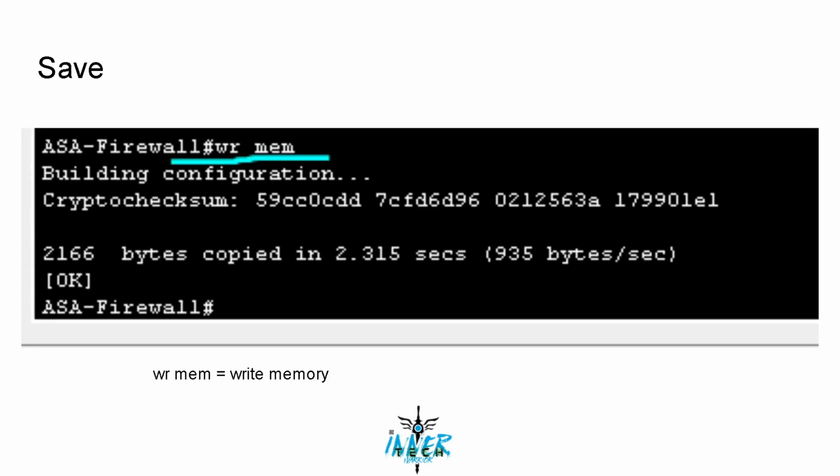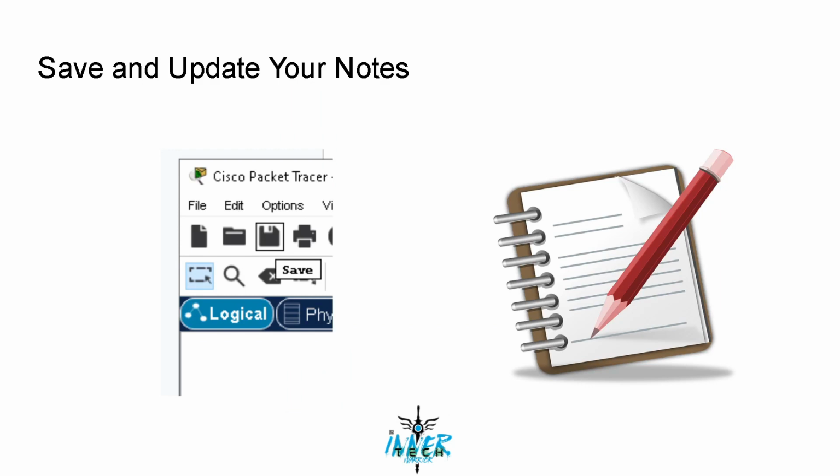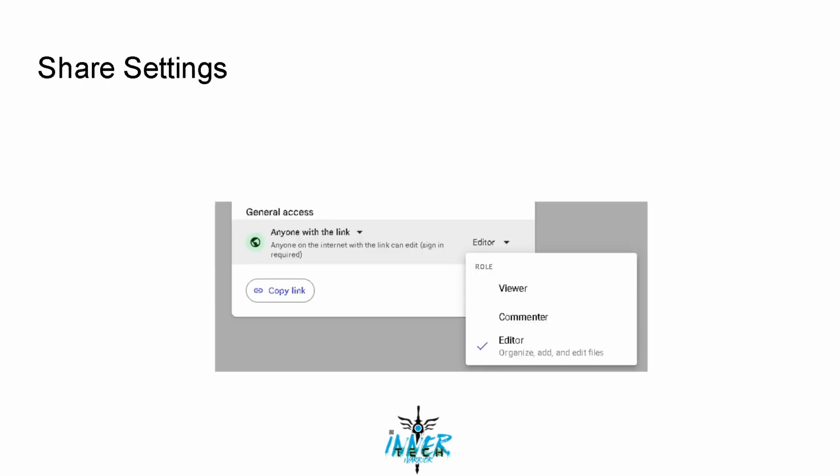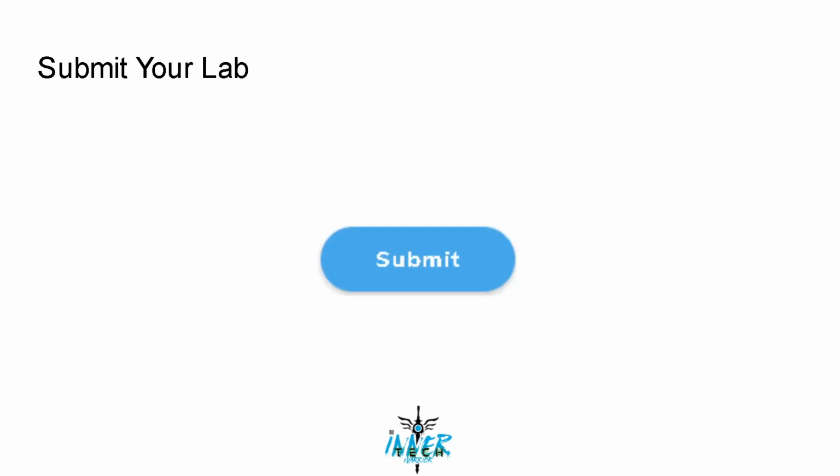Now save your Cisco ASA firewall configuration using the write memory command. Then save your Packet Tracer lab and update your notes. After that, write your narrative. Then make sure to share the Google Drive folder where you placed the work documentation file for this lab. Make sure it has the anyone with a link and organize, add, and edit access. Finally, submit the lab for review. If you don't know how to submit the lab, refer to the instructions in the lab's intro video section of this program. After that, you can move on to the next lab.